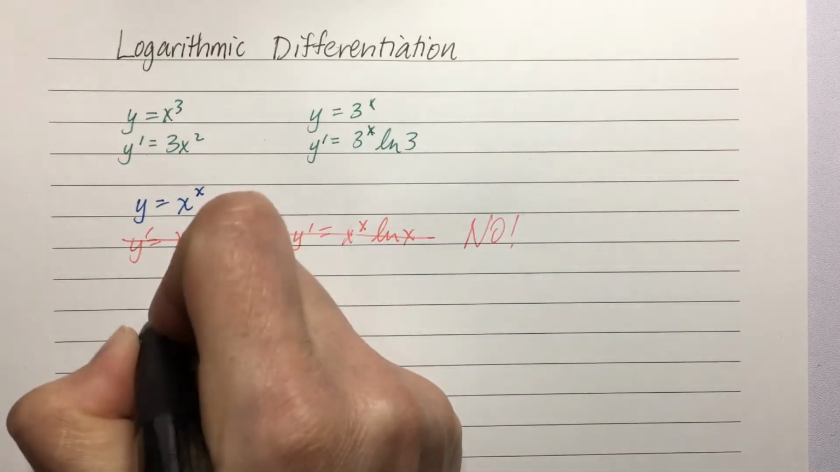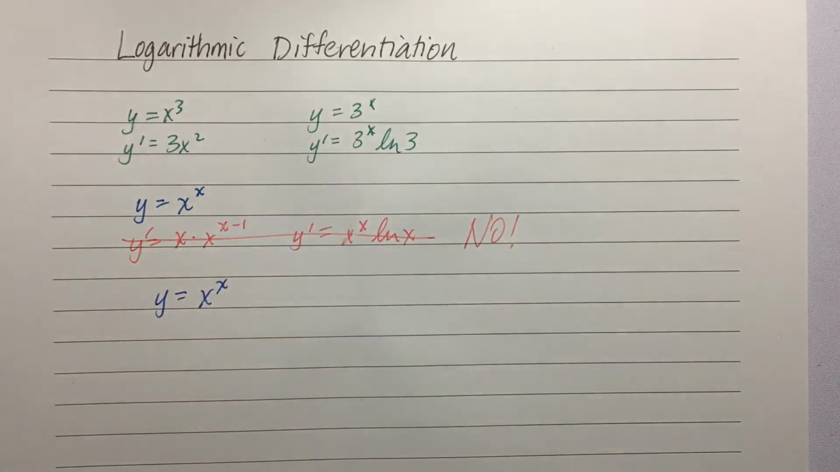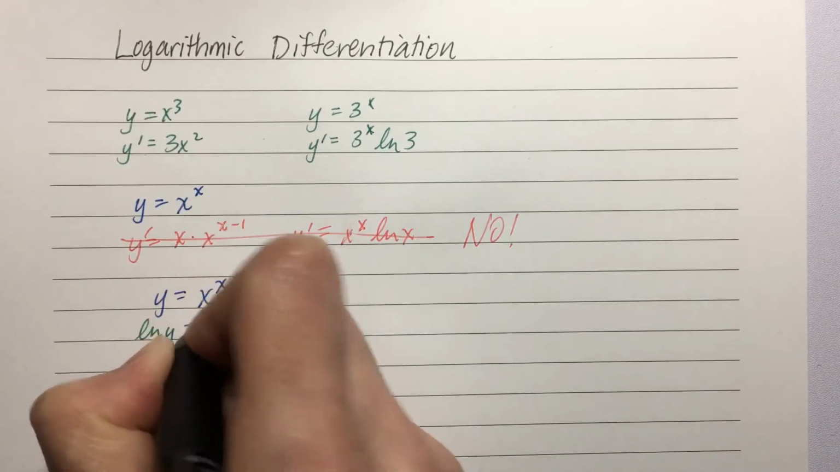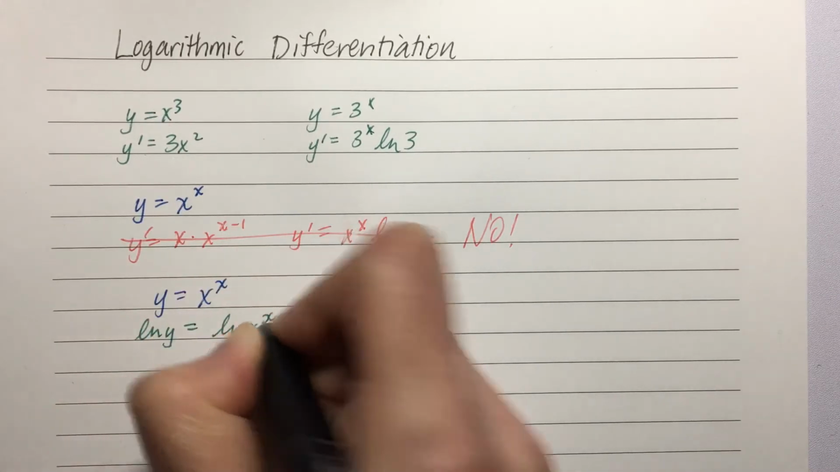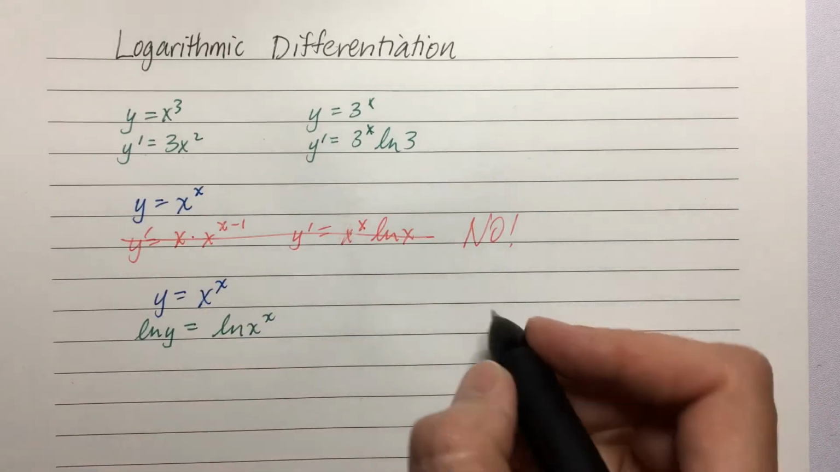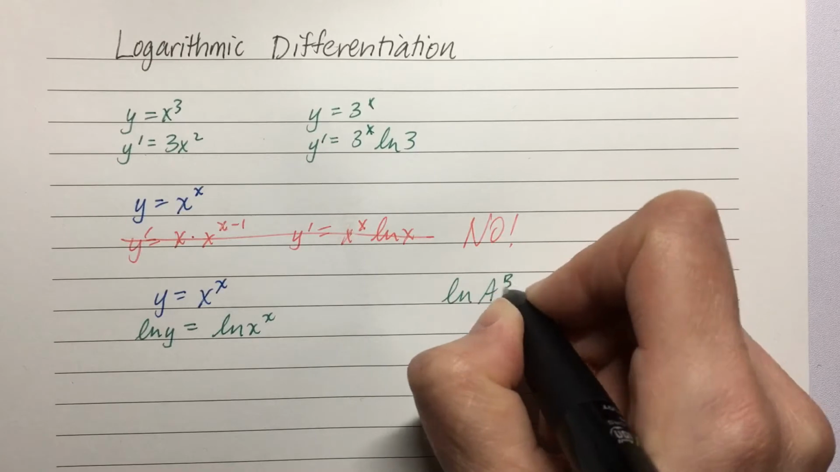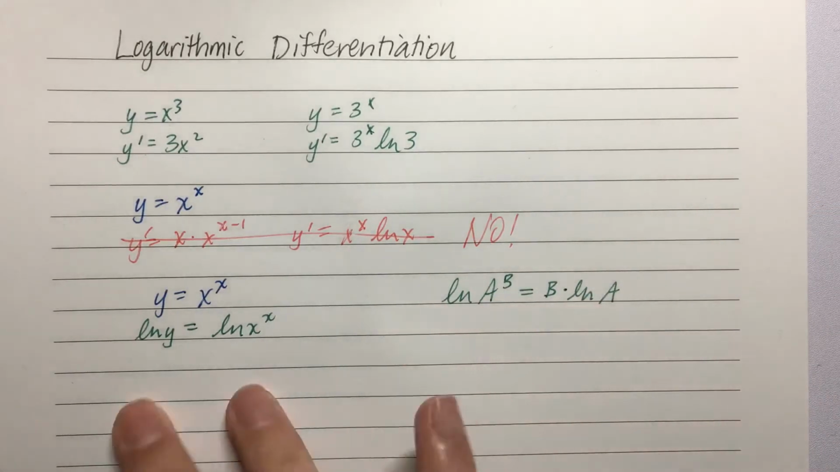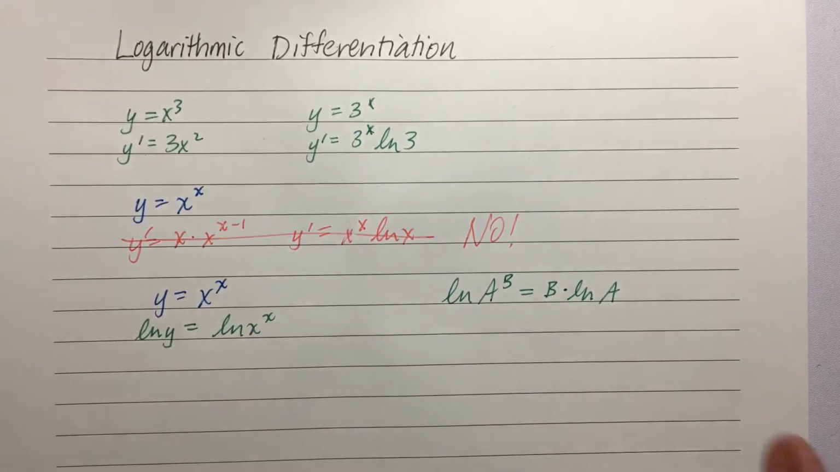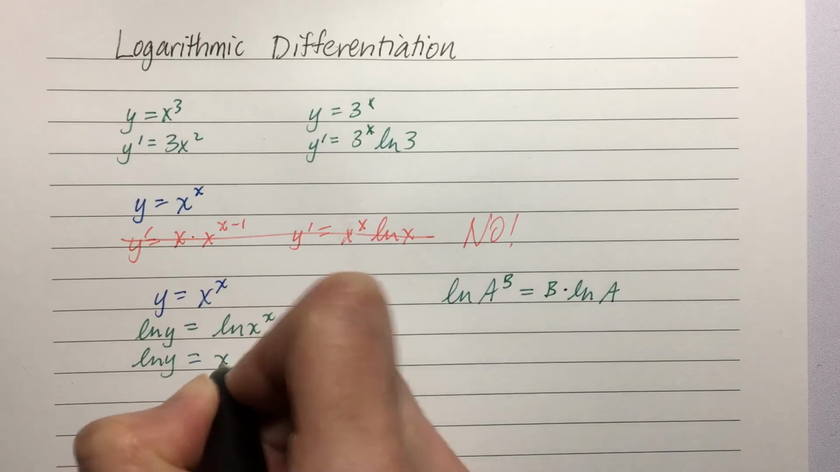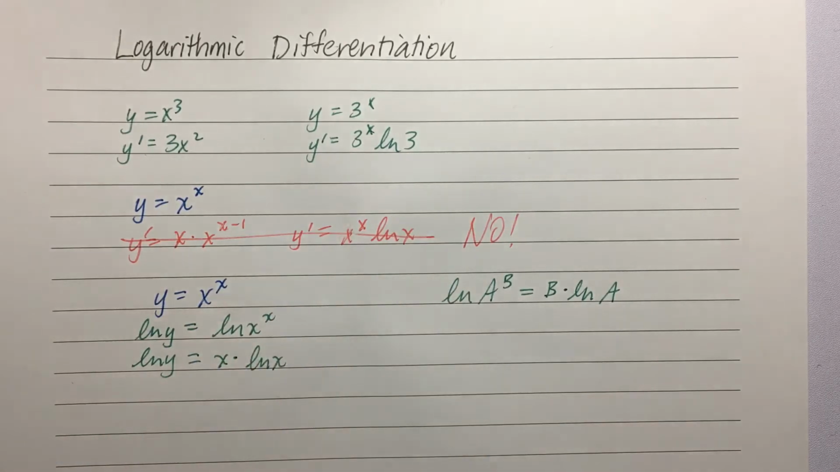So we take our y equals x to the x, and we take the natural log of both sides. So we have natural log of y equals the natural log of x to the x. Just a reminder, when you have an exponent like that, like a natural log of a to the b, remember that that's b times natural log a. This is the whole reason we're doing this, because it makes that exponent not an exponent anymore. So we have natural log of y equals x times the natural log of x.